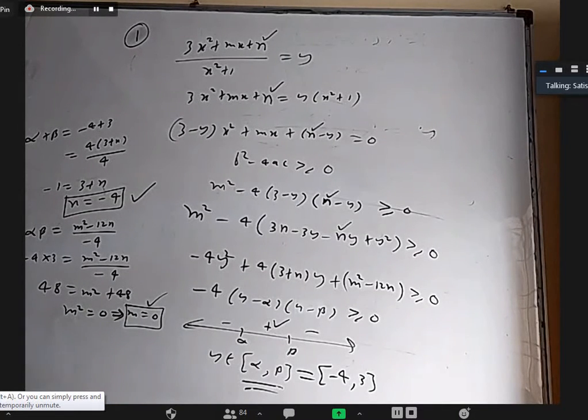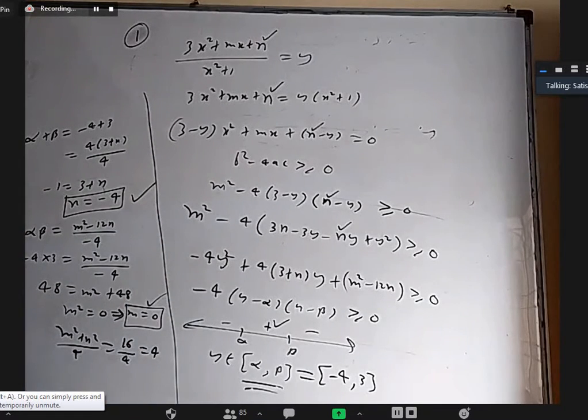So m square plus n square, 16 by 4 is 12. Something wrong? 16 by 4 is 4, correct? Sorry. So m square plus n square by 4 is 16 by 4, which is 4.